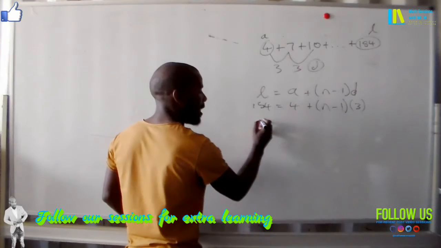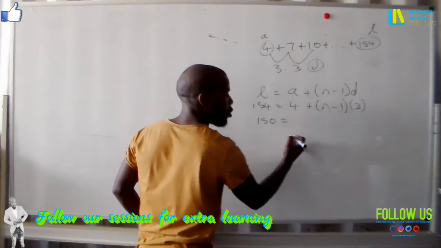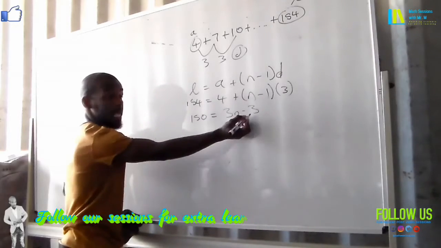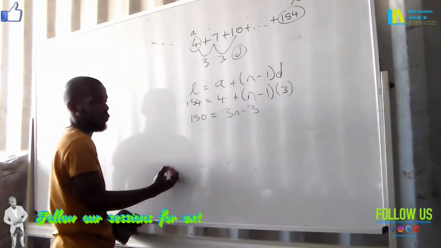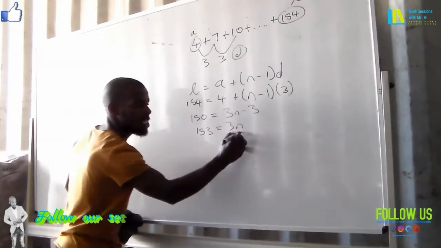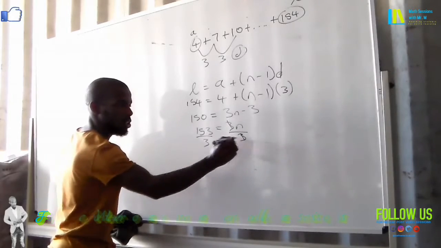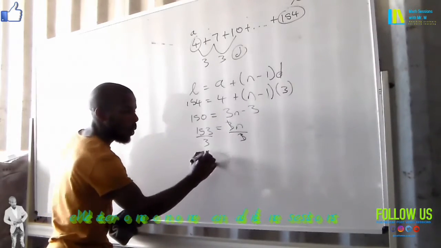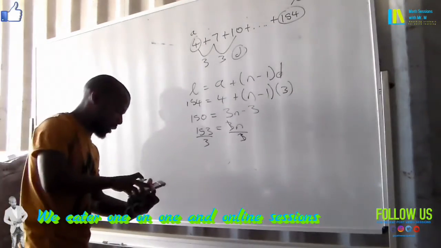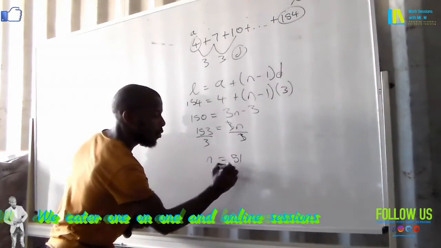So you take the 4 to the other side, subtract from 154, you are going to get 150 equals this multiplied throughout by this 3 in the bracket. You are going to get 3n minus 3. You take the negative 3 to the other side of 150, you are going to change 150 to 153 equals 3n. You divide by 3. What you do on the left, you do also on the right hand side. The 3 cancels that 3. When you calculate 153 divided by 3 on your calculator, you are going to get 51. n is equal to 51.